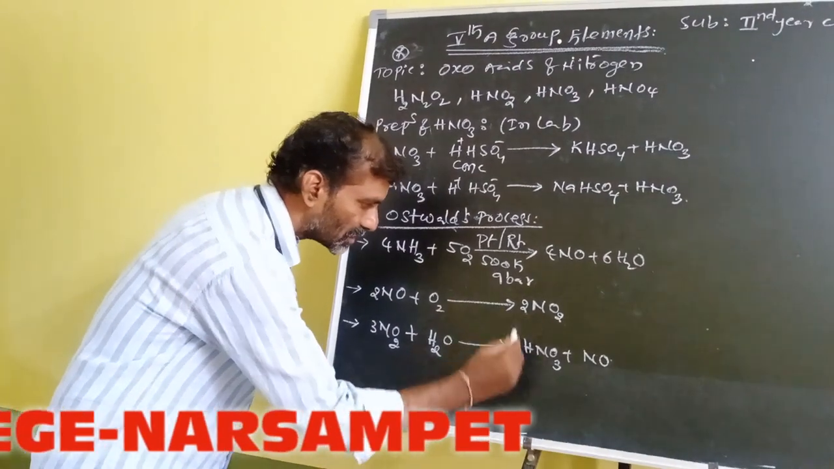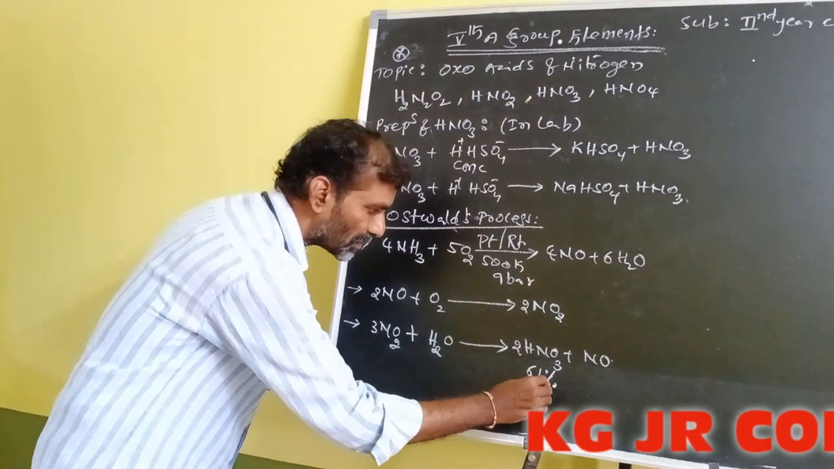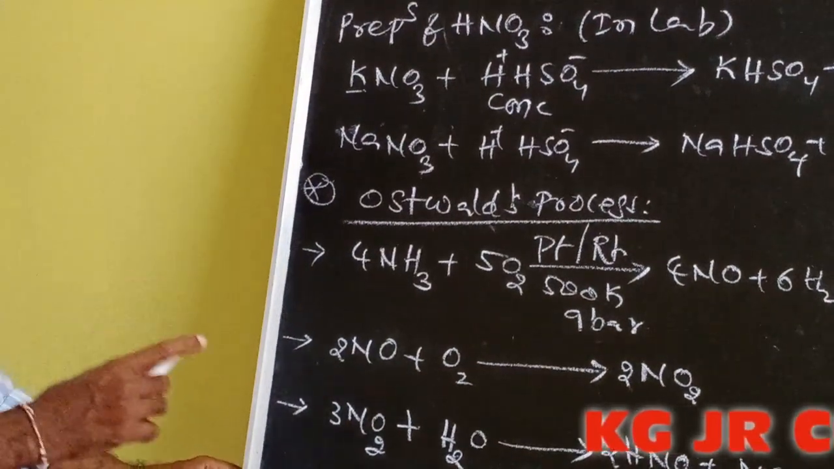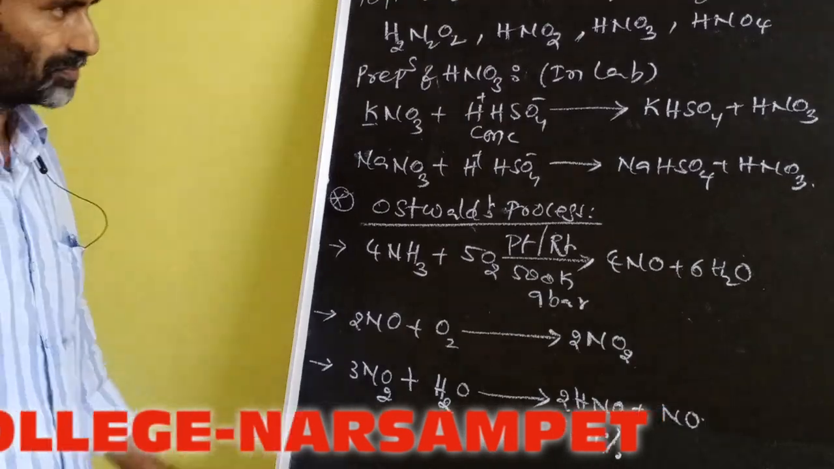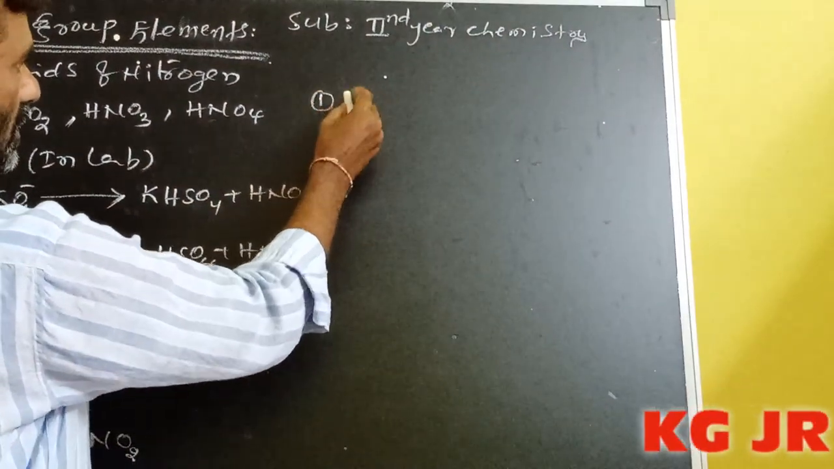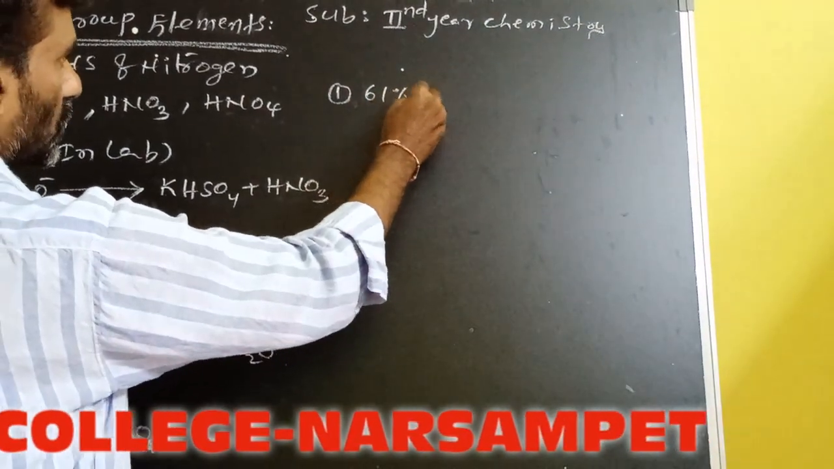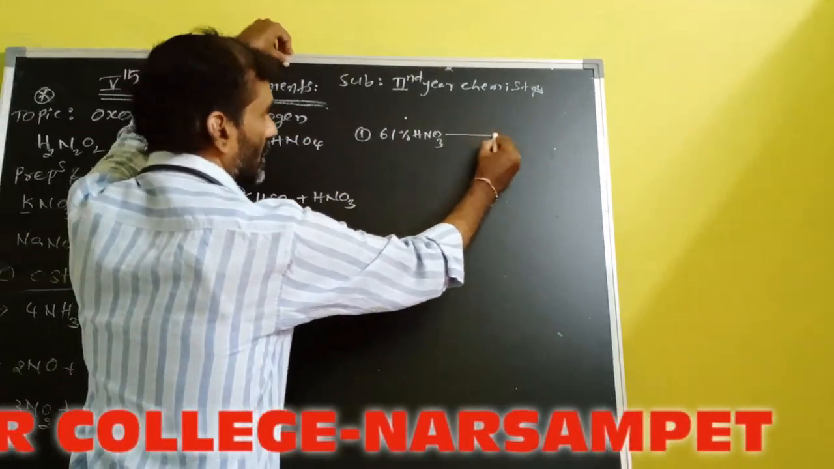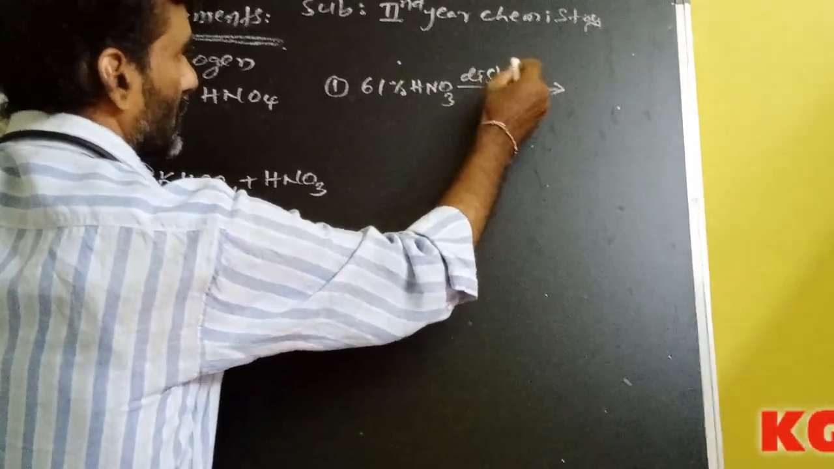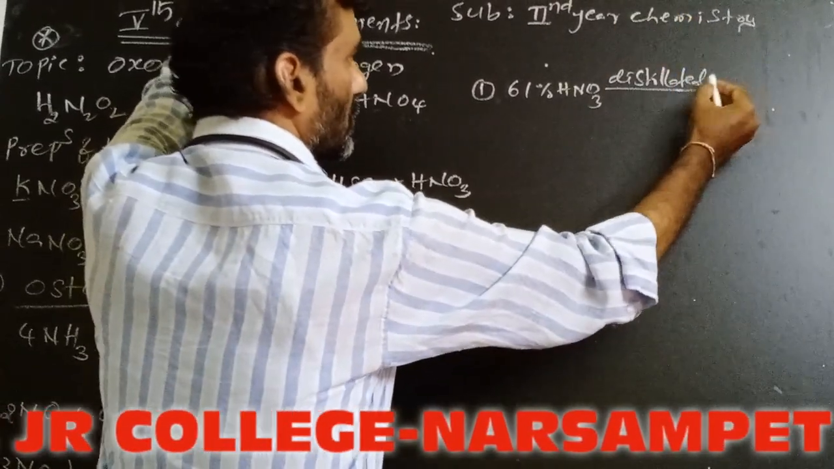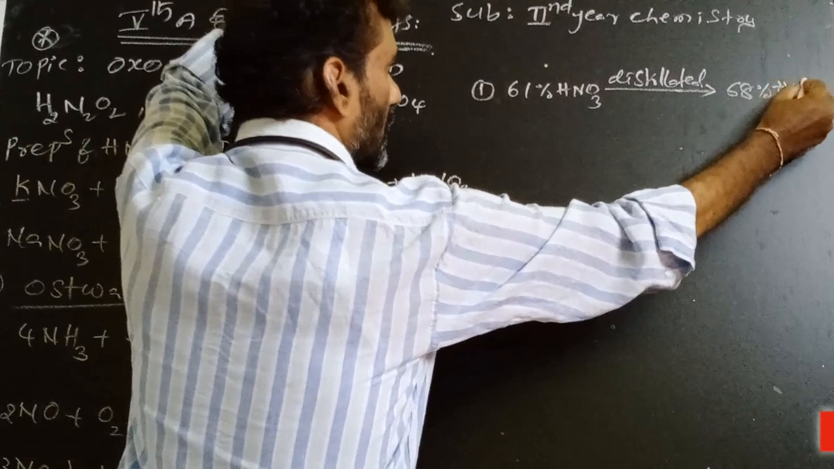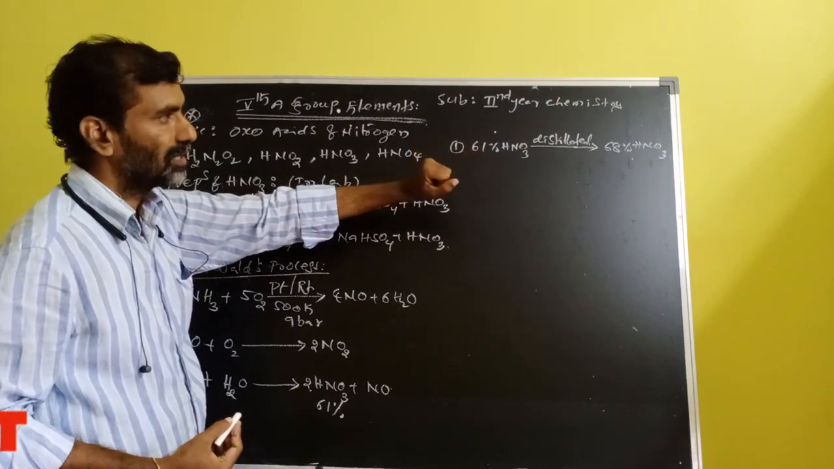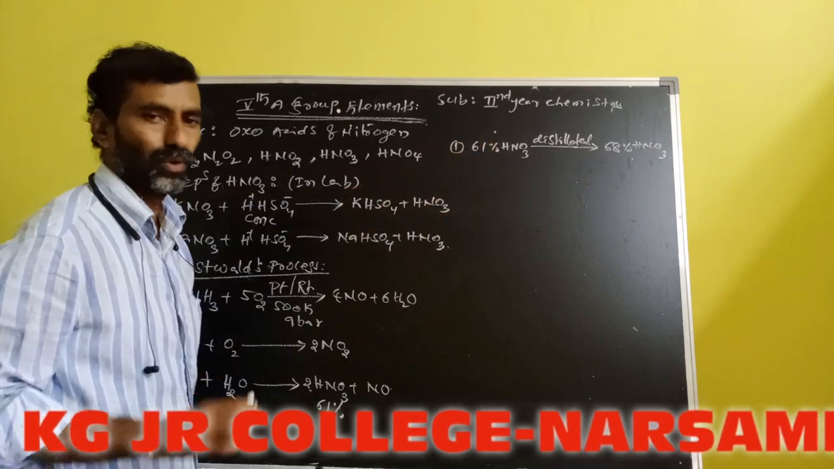In this process, 61% HNO3 is obtained. That is crude HNO3. The crude HNO3 is concentrated in 3 stages. First one, 61% HNO3 is distilled until 68% HNO3 is obtained.